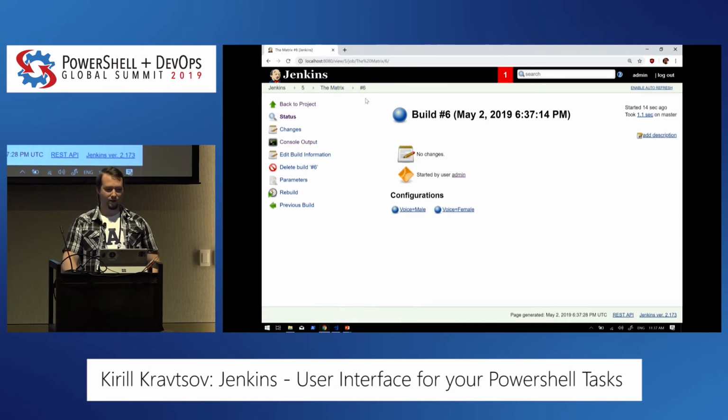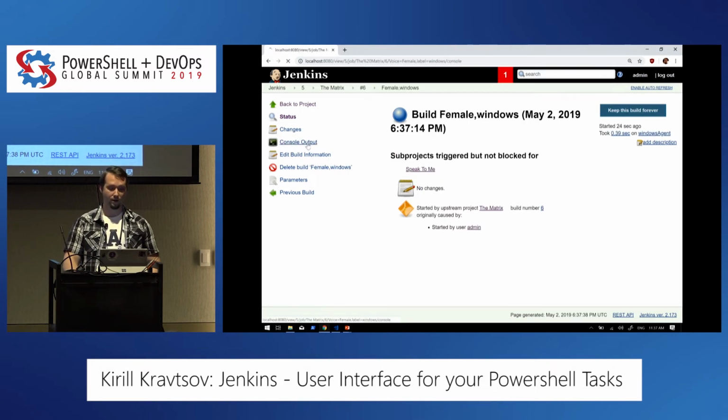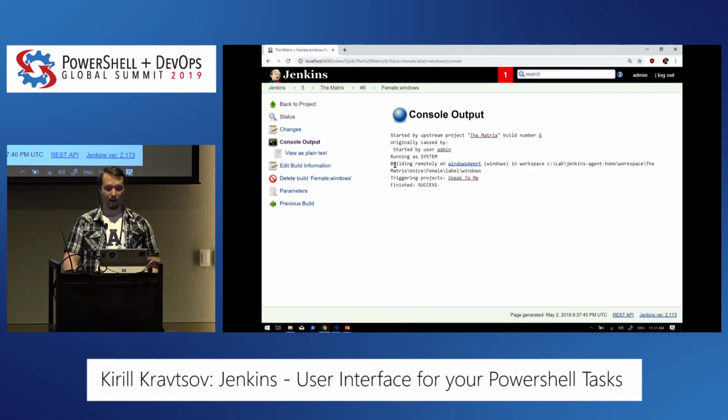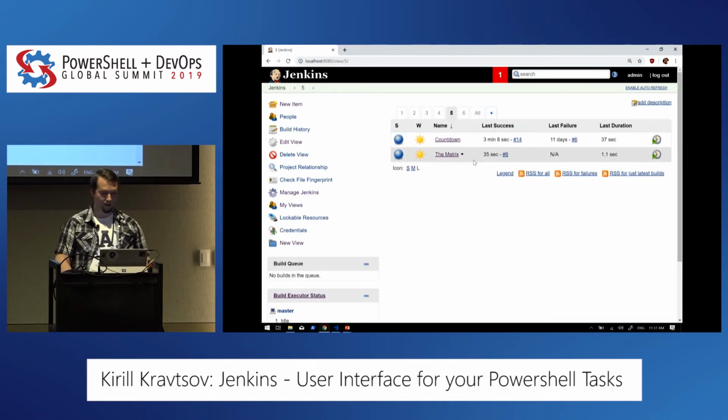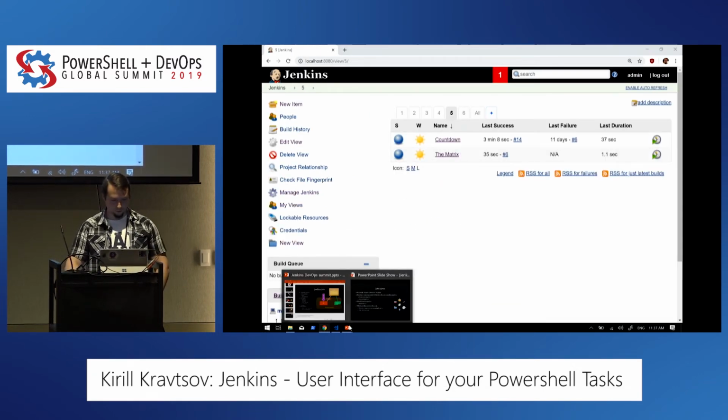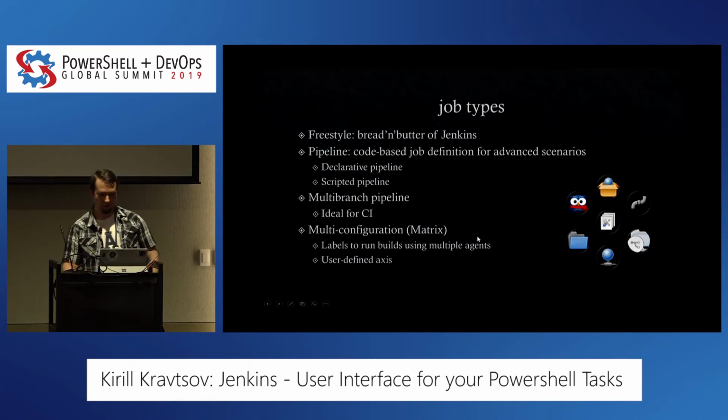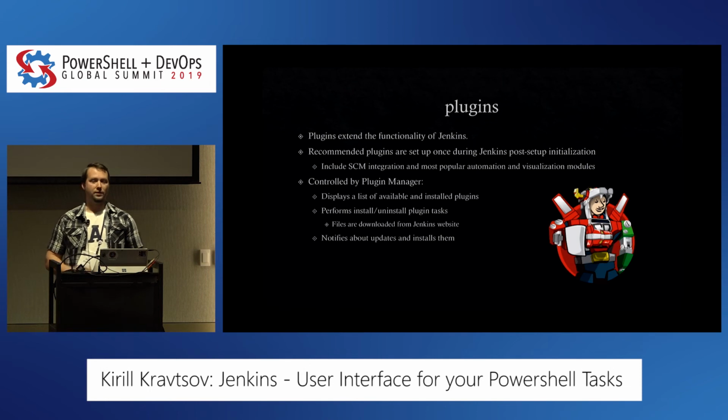OK, and here, if we go to the build, you can actually see that it's successfully built. It was successfully built for both configurations, male and female. You can go into each one of them and see the console output, and then see that it's actually triggering another project here. All right, so level 5 is done. And we are very close to the end. Plugins.